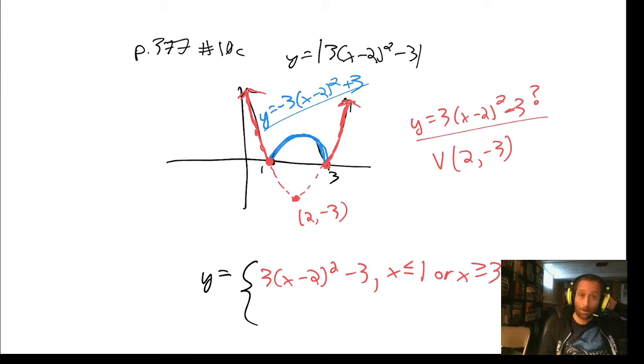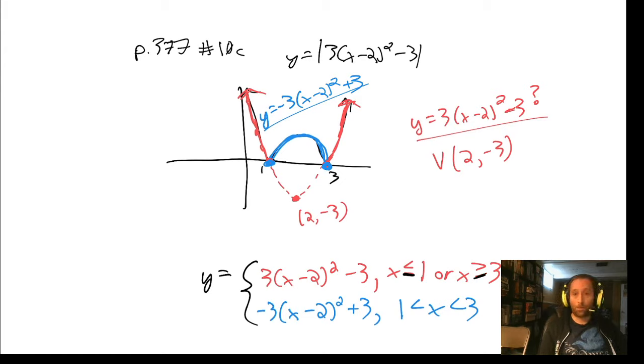So for those parts that I have colored in red, it's dictated by 3 times (x minus 2) squared minus 3. For the parts that I have colored in blue, it's dictated by the reflection of this graph. So that's between 1 and 3. So 1 less than x less than 3. Notice that I did not put equal signs here because the equal signs are already present in my other definition. So that would be the piecewise function that would define 10C.